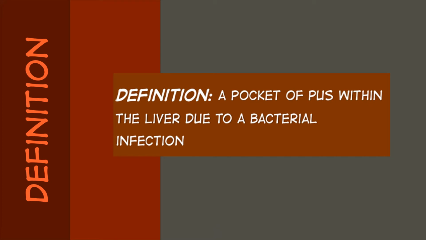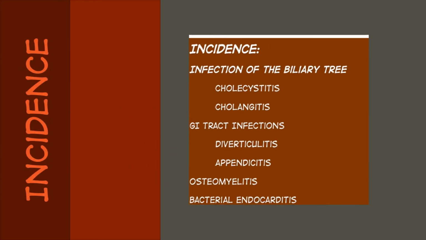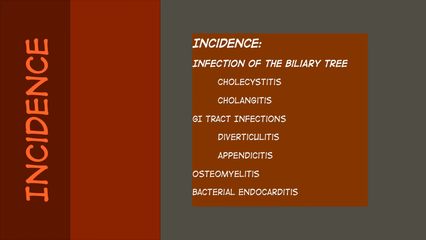So pyogenic abscesses form as a pocket of pus within the liver, and these are always going to be due to bacterial infections. There are lots of reasons that pyogenic abscesses can form. So basically there needs to be some sort of infection within the body, and then the bacteria from that infection travel into the liver to create the pyogenic abscess.